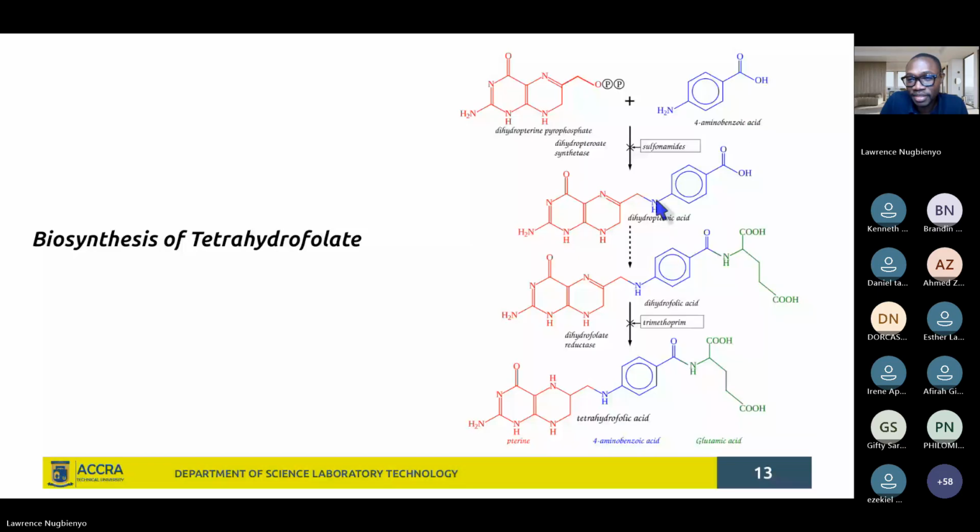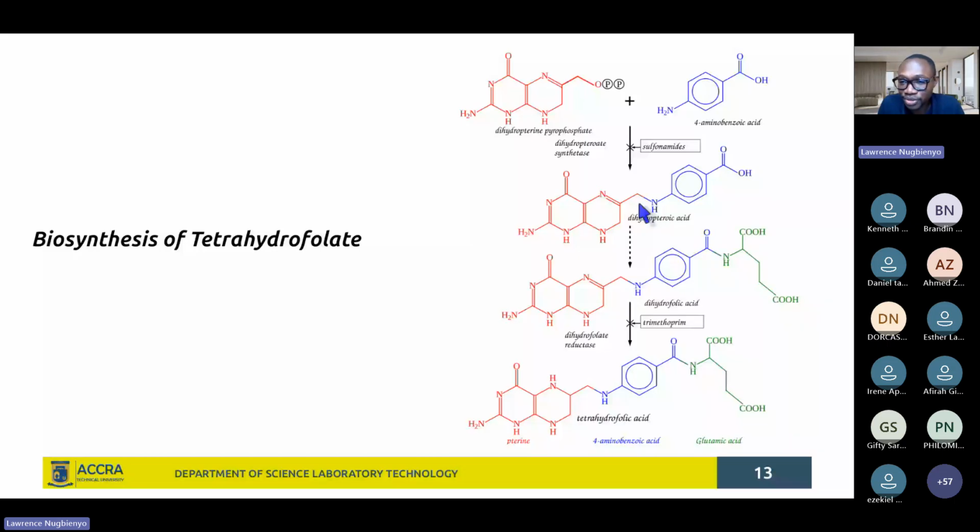conjugated. You can clearly see the red portion and the blue portion that are bonded together. And so you have that amine group losing one hydrogen there. The two phosphate groups are gone with the oxygen, and you have dihydropteroic acid as the first intermediate that you have there.